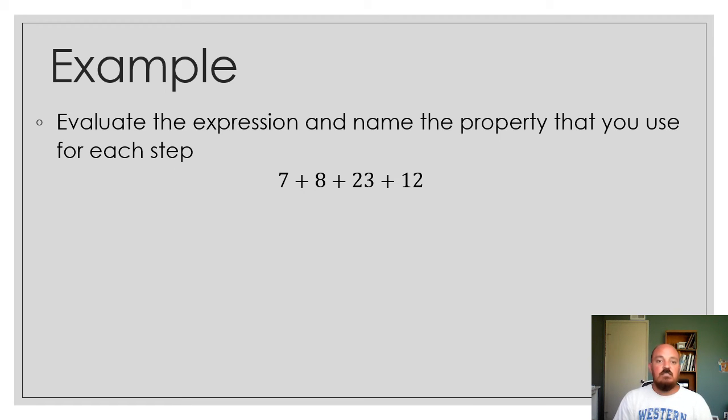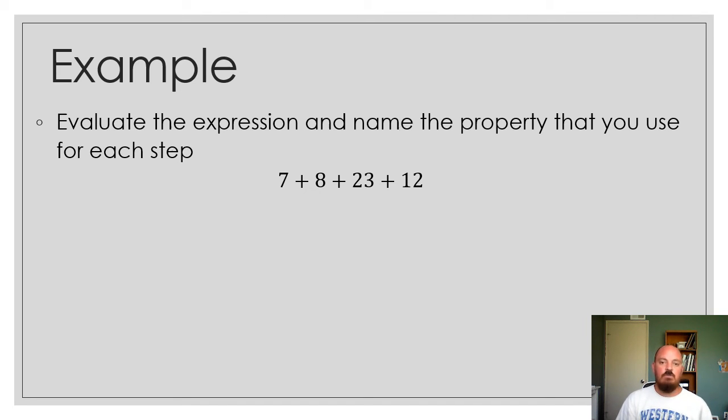Okay, that leads us into our first example. I said, let's evaluate the expression and name the property that you use for each step. So I'm doing 7 plus 8 plus 23 plus 12. And let's say I look at this question. Let's say I want to do it without a calculator. I want to do it all just right here in my head, basically.